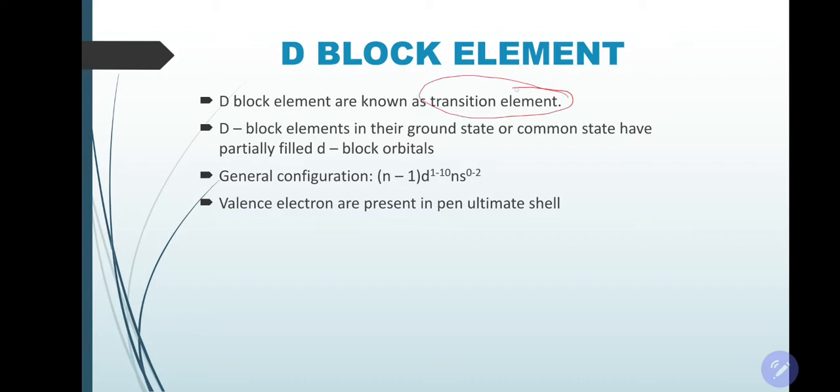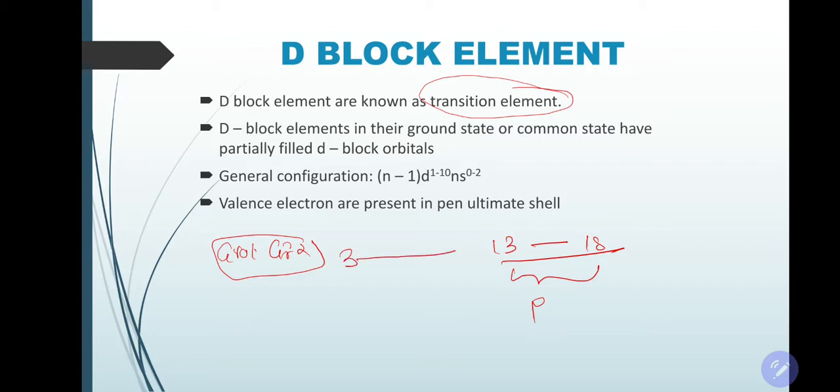transition elements. Okay, if you have seen the periodic table, in the periodic table the groups 1 and 2 are known as S block elements, whereas from group 13 till 18 it is known as the P block elements. Okay, and the group from 3 to 12 is known as what? It is known as D block elements. So D block elements are those which we are going to study in this chapter, basically from group 3 to group 12.